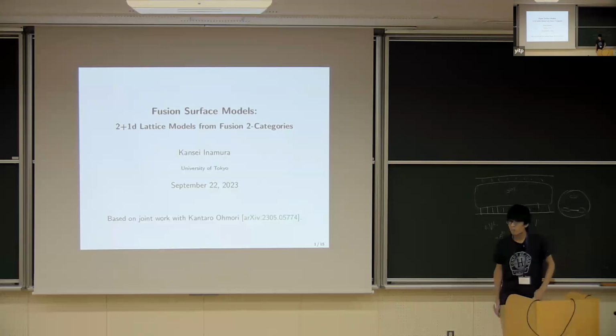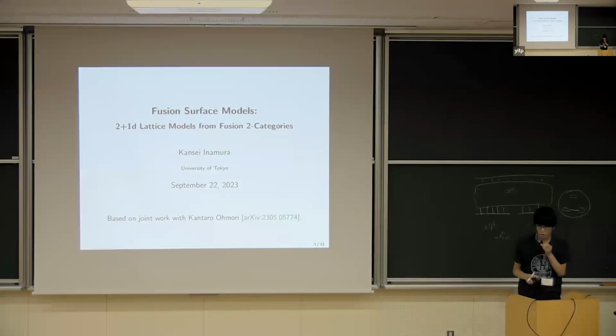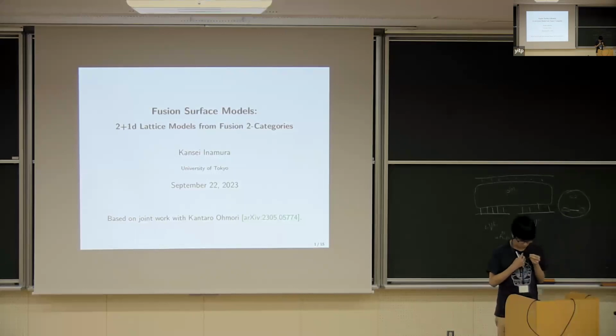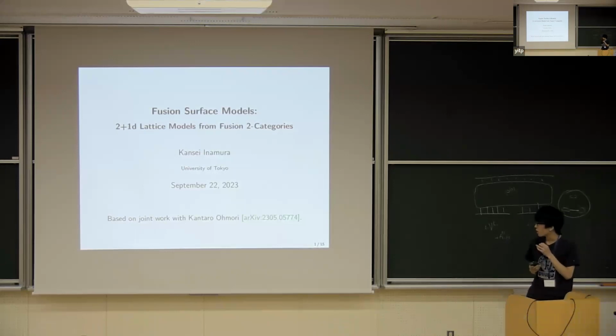Today I'm going to talk about my recent work on 2+1 dimensional lattice models that are constructed from fusion 2-categories. This work is based on a joint work with Kantaro Omori at the University of Tokyo. He is a high energy physicist, and I'm doing condensed matter physics, and this talk is about condensed matter physics. If you are interested in the details, you can find our paper on arXiv.